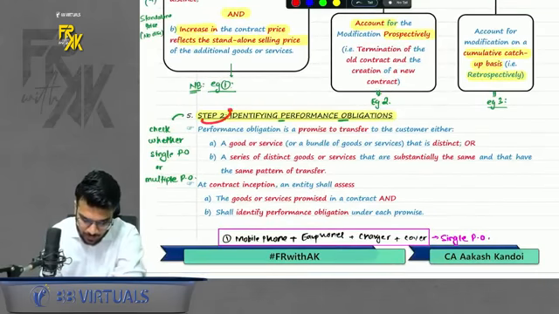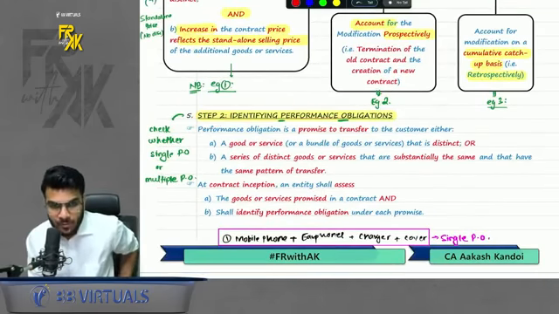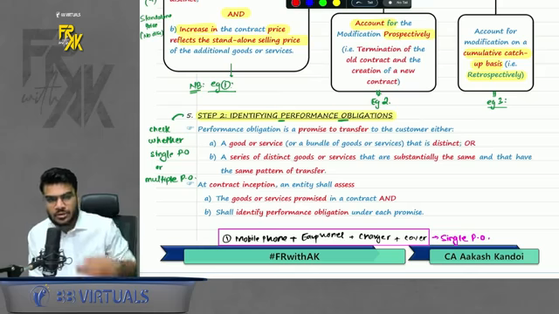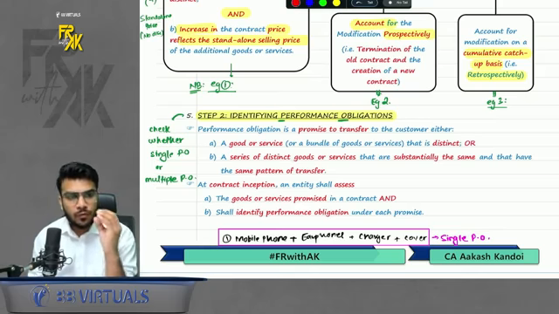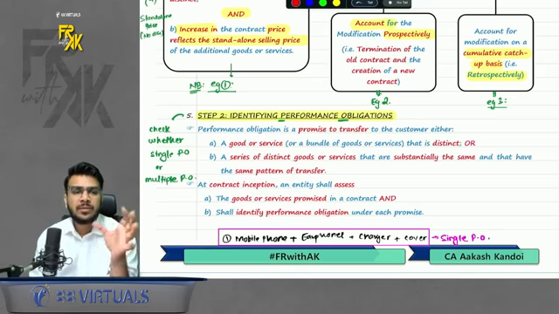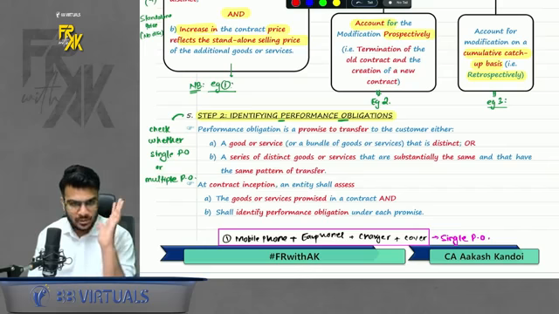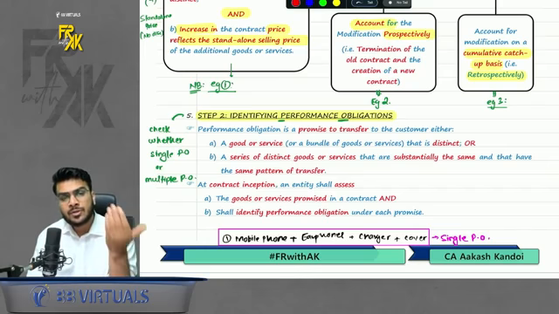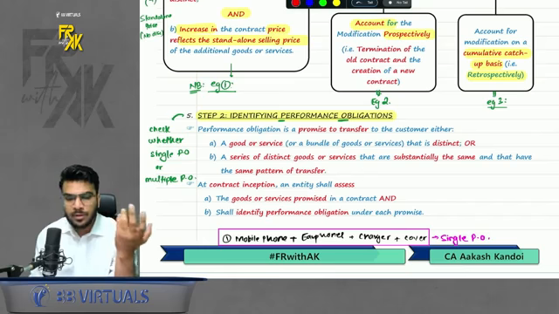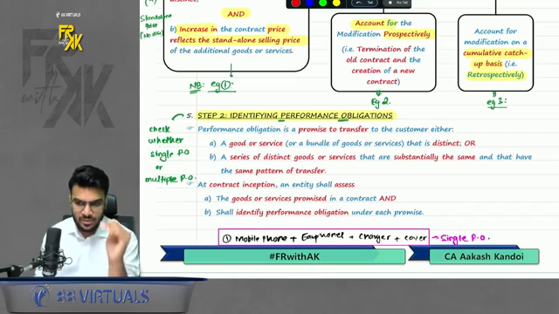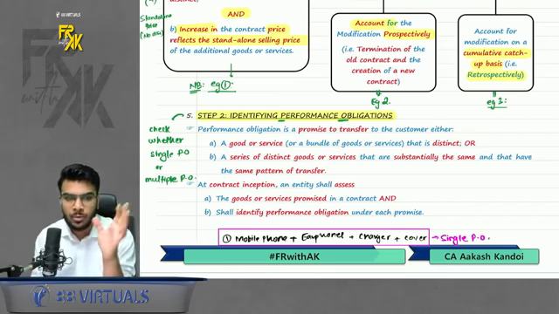Okay, now next point, step number 2, identifying the performance obligation. Now what is the meaning of performance obligation? Performance obligation simply means what is the company promising, what goods and services are being promised here. So in case of Reliance Limited, he was offering me internet service, router, modem, etc. That was the performance obligation. So here, what are the obligations being offered? So you need to check on contract to contract basis.